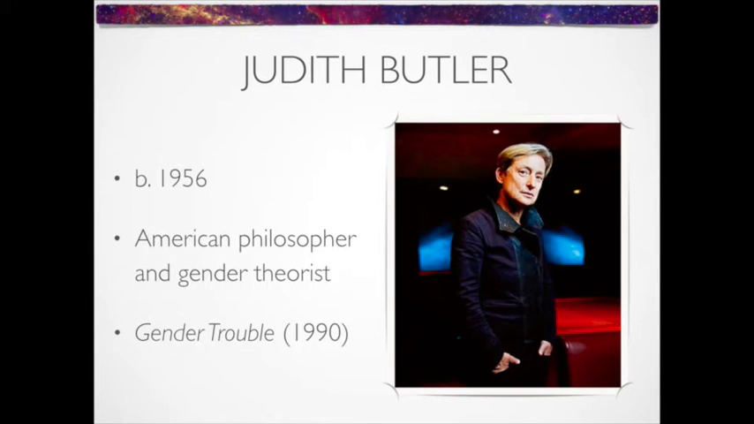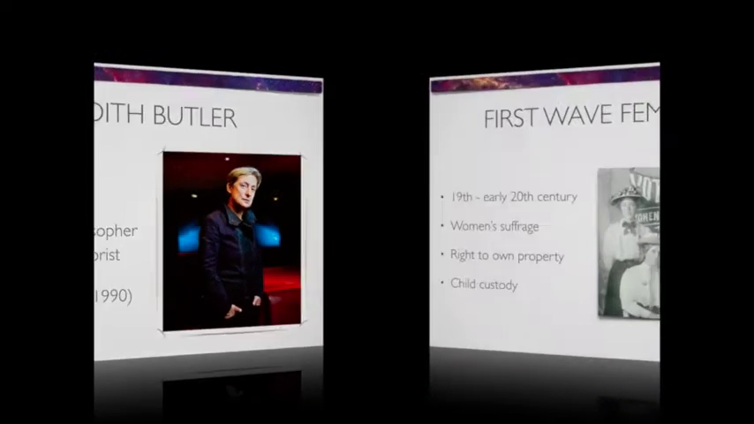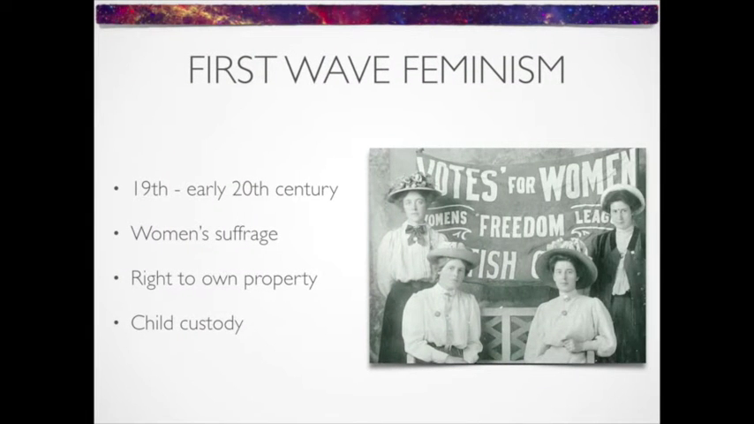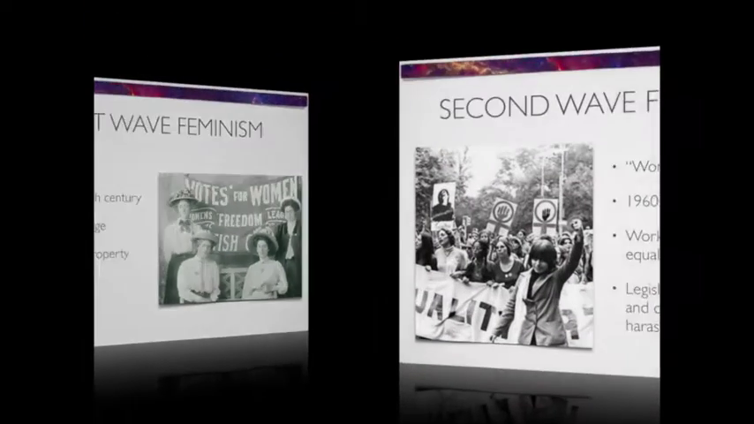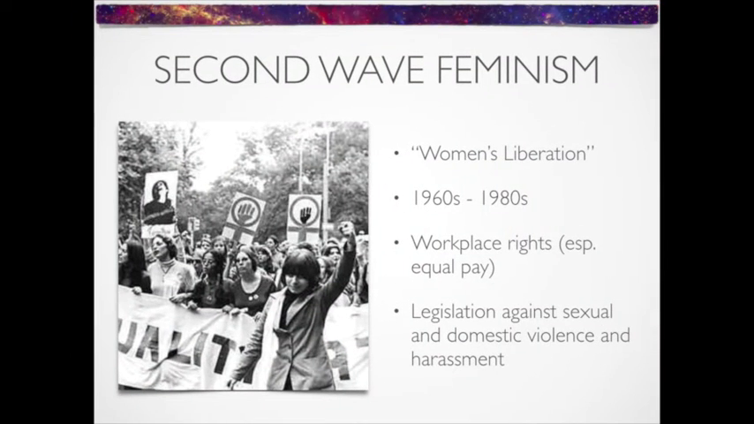Now, the third wave implies there are two previous waves of the feminist movement and feminist philosophy. The first wave, which came into prominence in the mid-19th century and lasted into the early 20th century, was concerned about basic equal rights for women, the right to vote and own property, for instance. The second wave came into prominence in the early 1960s and has also been called women's lib. Women advocated for the right not only to be in the workplace, but also to have equal status and pay.